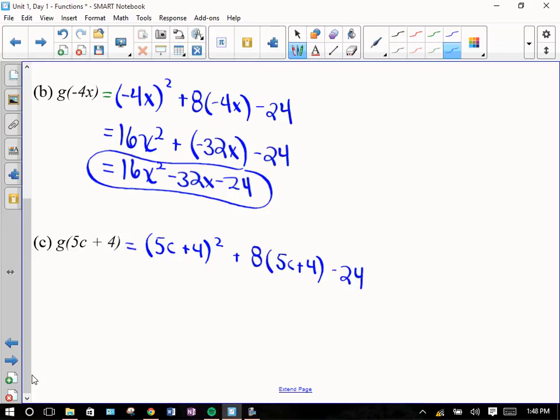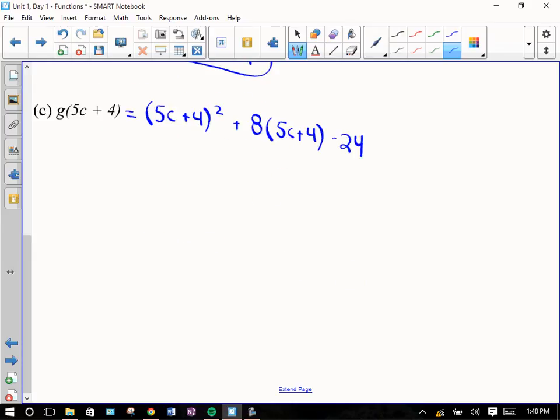Well, do you guys want me to go all the way through this? Just in case. So you have that. You plugged in 5c plus 4. So what you're going to do is we have to expand this and then simplify. I'm going to do a little bit of side math over here.